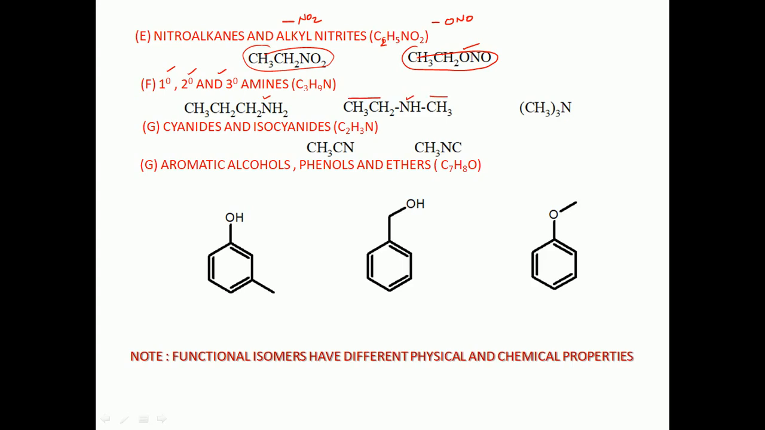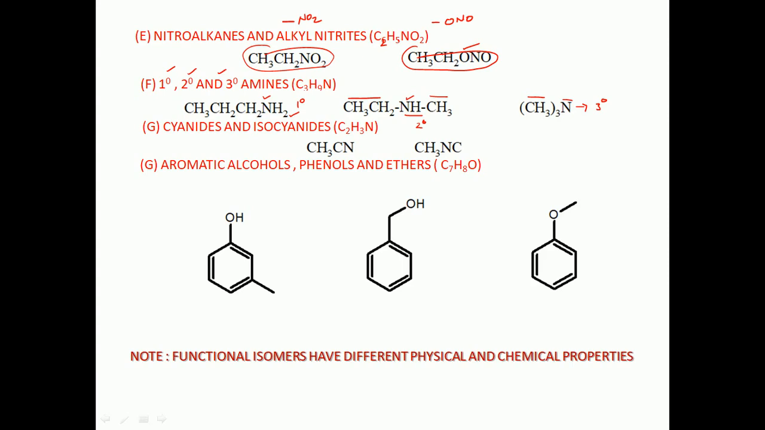And tertiary amine: if nitrogen is attached to three alkyl groups, we call it a tertiary amine. Or we can also classify like this. If nitrogen has two hydrogens, we call it a primary amine. If nitrogen has only one hydrogen, we call it a secondary amine. If nitrogen has no hydrogen, we call it a tertiary amine.